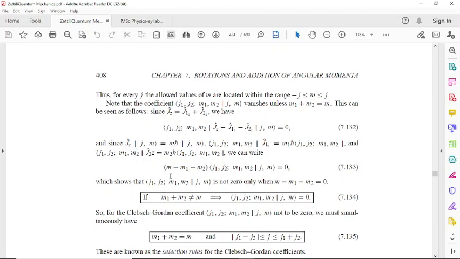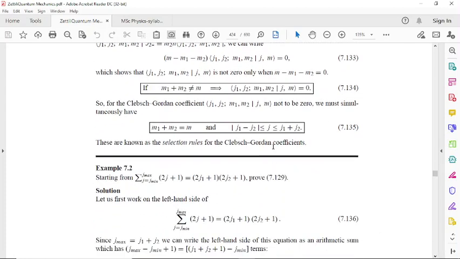which shows that <j1 j2 m1 m2|jm> is not 0 only when m minus m1 minus m2 equals 0. If m1 plus m2 is not equal to m, <j1 j2 m1 m2|jm> equals 0. So for the Clebsch-Gordan coefficients not to be 0, we must simultaneously have m1 plus m2 equal to m, and j values varying between j1 minus j2 and j1 plus j2. These are known as the selection rules for the Clebsch-Gordan coefficient.